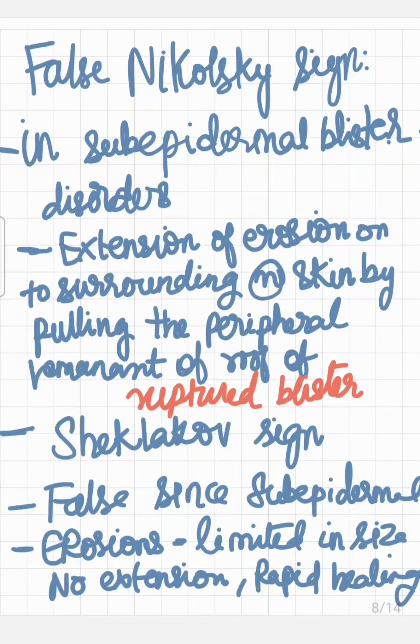Then there is another variant called false Nikolsky sign. It is also known as Sheklakov's sign. It is seen in subepidermal blistering disorders such as bullous pemphigoid, cicatricial pemphigoid, dermatitis herpetiformis, linear IgA disease, epidermolysis bullosa acquisita, or even bullous SLE. It is simply the extension of erosion onto surrounding normal skin when you try to pull the peripheral remnant of the roof of a ruptured blister.